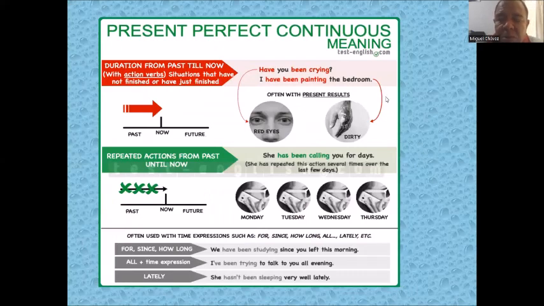The present perfect continuous has two main uses. One of them talks about situations that have not finished or have just finished. They started in the past. For example, have you been crying? I have been painting the bedroom.